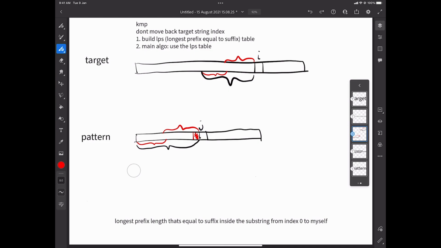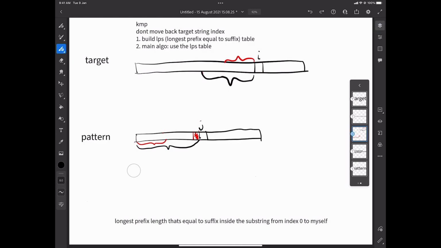And if you cannot, let me remove some brackets to remove some distractions. Hopefully this is clearer now. When i and j do not match, we no longer need to move back i. The reason is we already know there's this part, this red part of the substring that already matched. So I can just sit here and instead we will move j back to here. And that's much cheaper than moving back i.